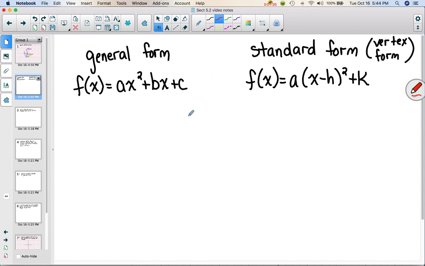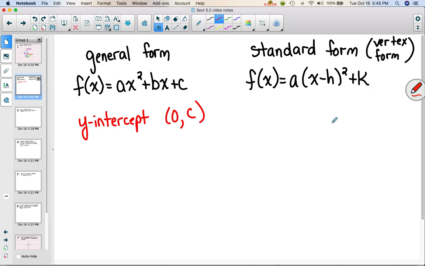One of the things I want to talk about is that there are certain features that are a little easier to figure out based on the form of the function. For example, to find the y-intercept, we let x equal 0. It's really easy to find the y-intercept if you have it in general form, because the y-intercept is just going to be this value of c. If you let x equal 0, you're going to get this. So that's really easy to find. Over here, it's going to require a little bit of extra work. It's not just k.